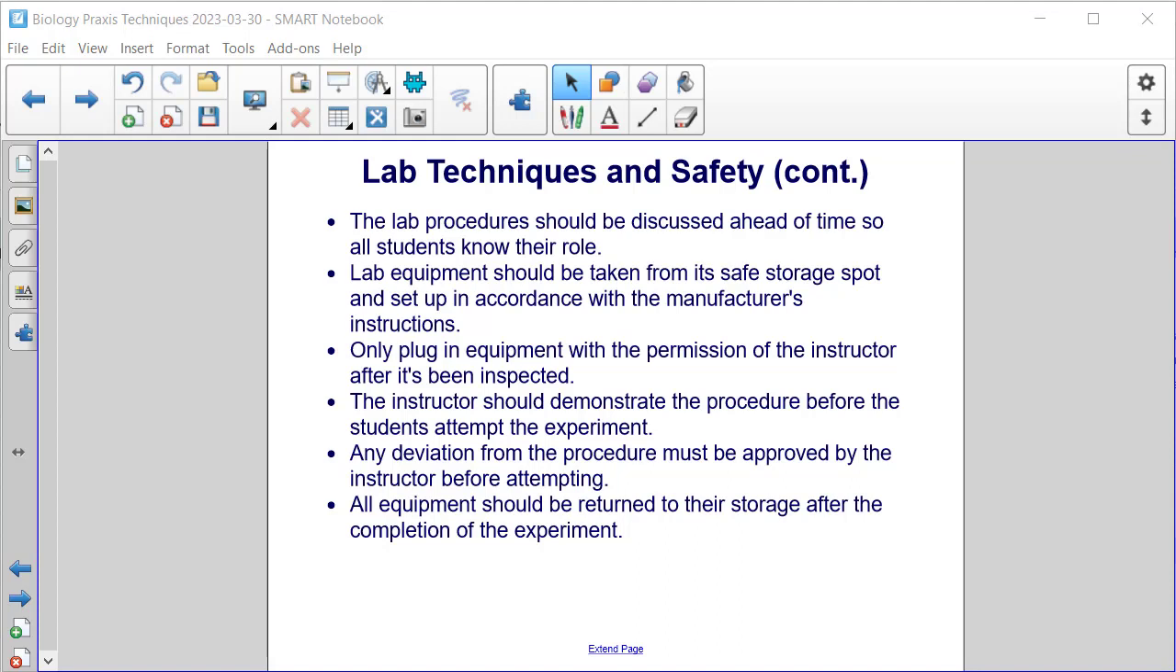The instructor should demonstrate the procedure before the students attempt the experiment. Any deviation from the procedure must be approved by the instructor before attempting. All equipment should be returned to their storage after the completion of the experiment.